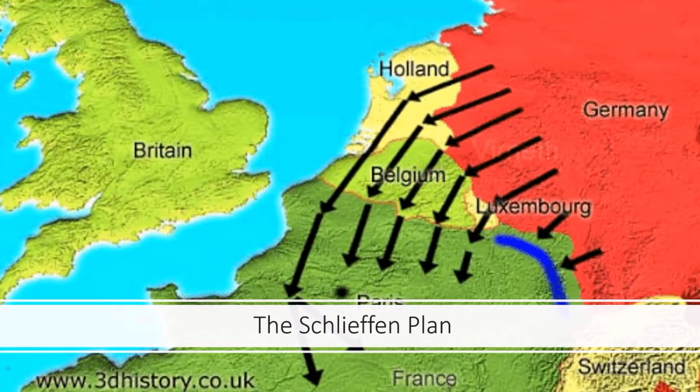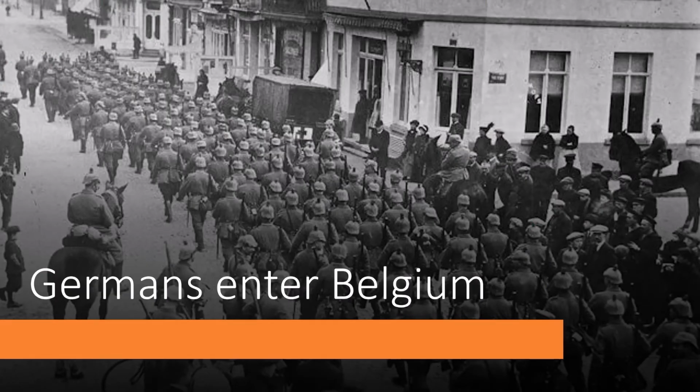So, the Schlieffen Plan then. The idea: get to France, take over France quickly, going through Holland and Belgium and Luxembourg. So what actually happened then? The Germans began to gather outside Belgium. Around seven armies with around 1.5 million soldiers were gathered, ready to move into Belgium.